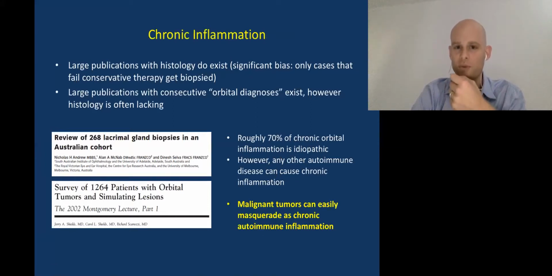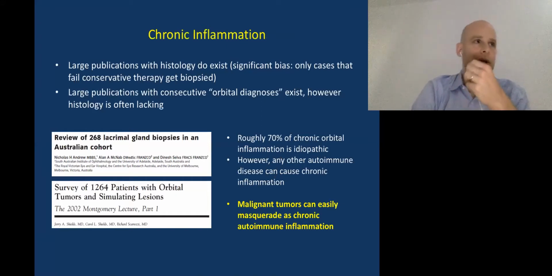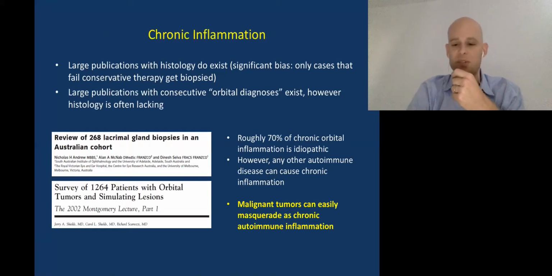The important point also is that malignant tumors can masquerade as chronic autoimmune disease. So in a series of, say, 300 patients with consecutive biopsies, we presumed some of them were inflammation, and it turns out that some of them were lymphoma, some of them were adenoid cystic carcinoma, some of them were other types of malignant processes.